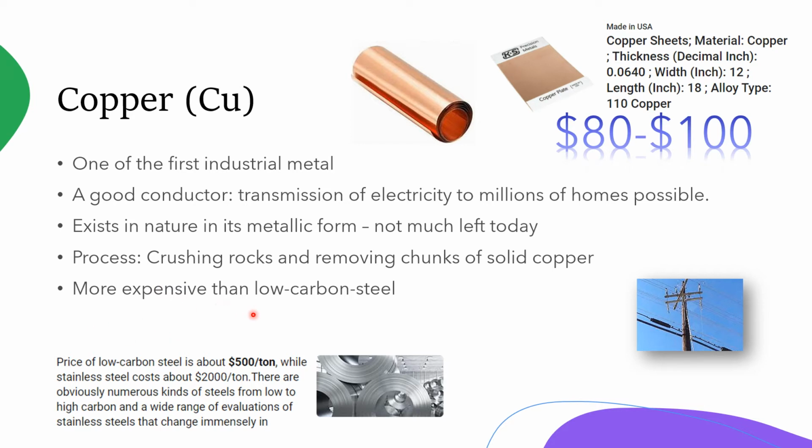And they're more expensive because they're very pure, even more expensive than low carbon steel. When you look at steel, you have to pay about $500 per ton, but for copper, this little sheet right here is like $80 to $100. So there's a big difference right here.